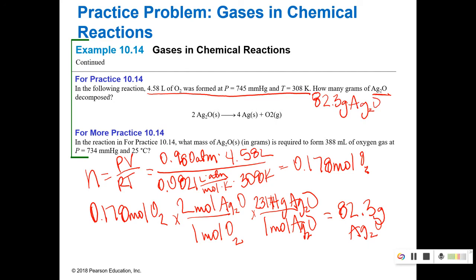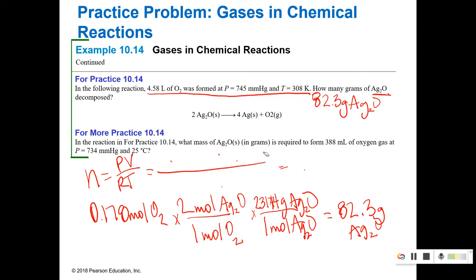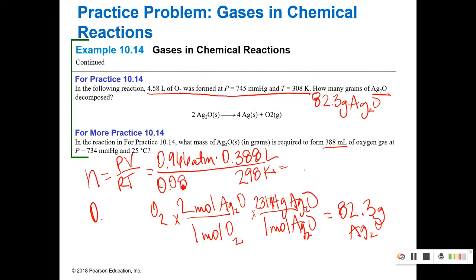All right, so it's got another problem. What mass of Ag2O in grams is required to form? And then we've got other values, new ones. But we're still trying to find moles. And since it still wants mass, all I'm going to do is delete this number because that's the only thing that's going to change. So my pressure now is, don't forget to convert to atmospheres, 734 divided by 760 is 0.966 atmospheres. Times, remember this needs to be in liters, so it's 0.388. Okay, and I've got 298 Kelvin, because that's got to be in Kelvin. And then I've got 0.0821 liter atmospheres per mole Kelvin.